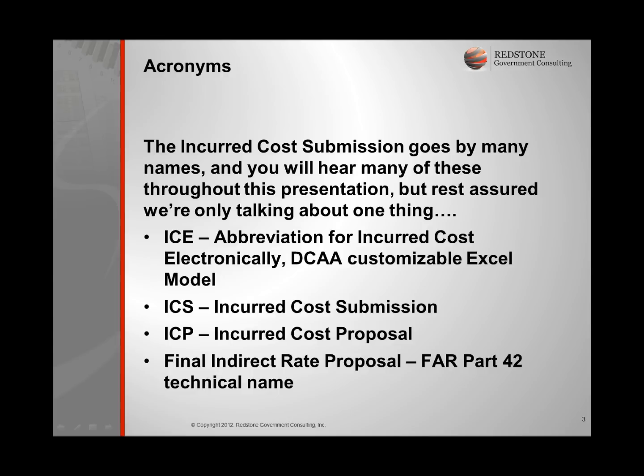Some of the names that the incurred cost submission goes by are ICE, or Incurred Cost Electronically. This comes from DCAA's name for the customizable Excel file that's available on the DCAA website, and we'll talk about that in more detail in another video. Another few names are ICS or ICP, which are abbreviations for Incurred Cost Submission and Incurred Cost Proposal. And finally, the Final Indirect Rate Proposal, which is the most technical name, and that comes from FAR Part 42.7, which lays out the requirements for filing your indirect rate proposal.